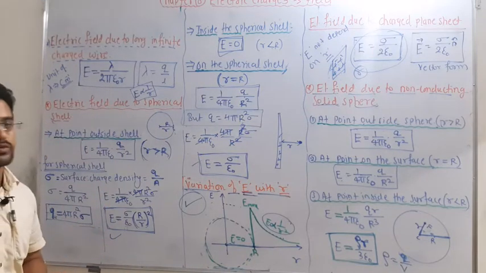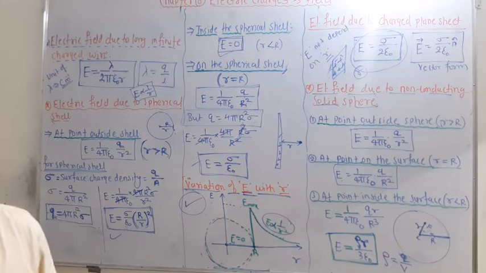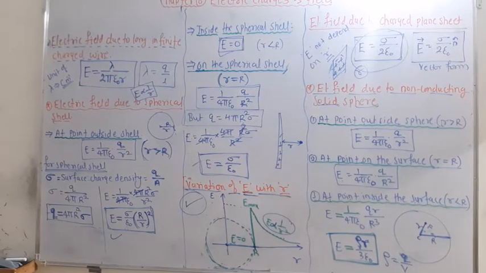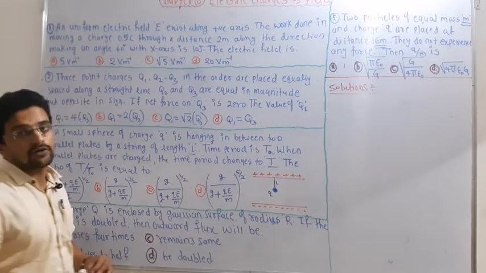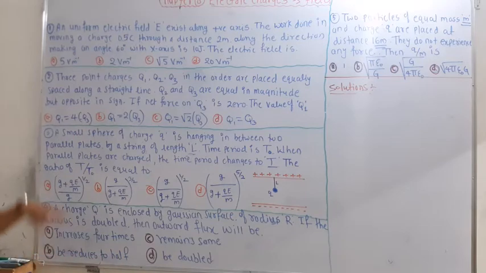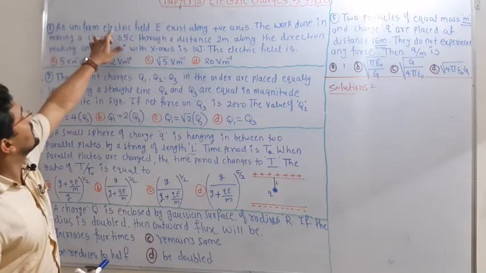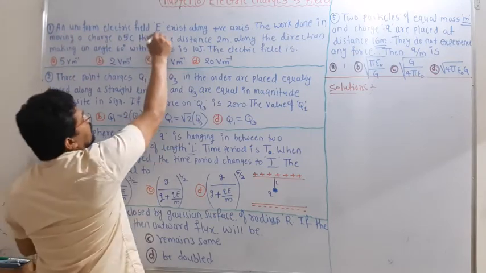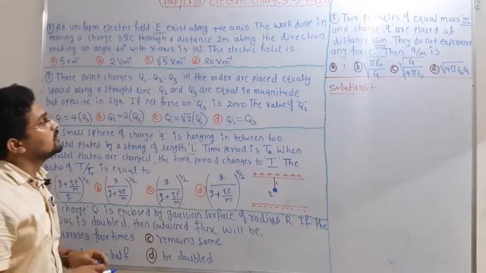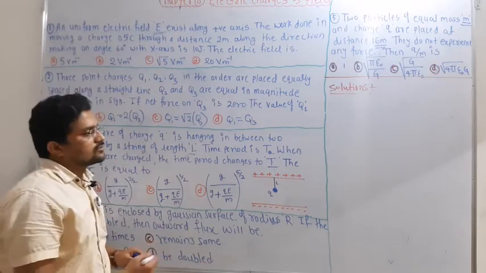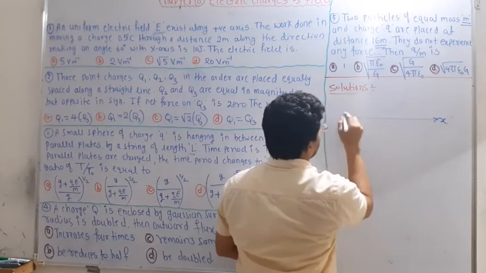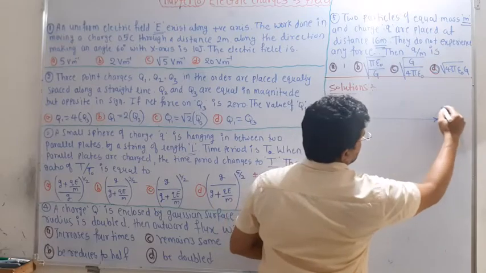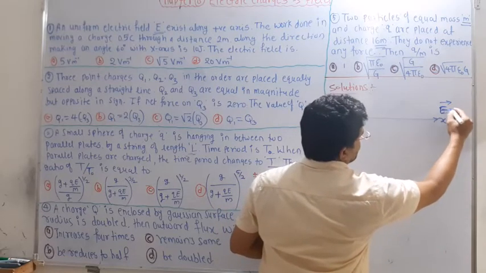Now we will move towards a few MCQs. We will start with the first numerical. A uniform electric field E exists along the positive x-axis. So there is an electric field along the positive x-axis, and its value is E, which is not given.